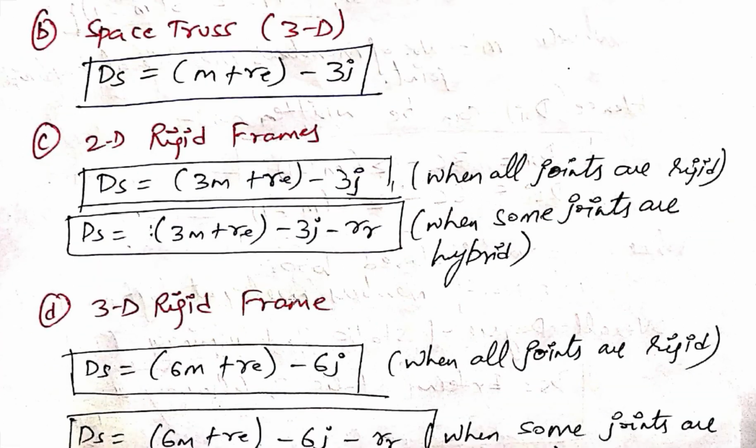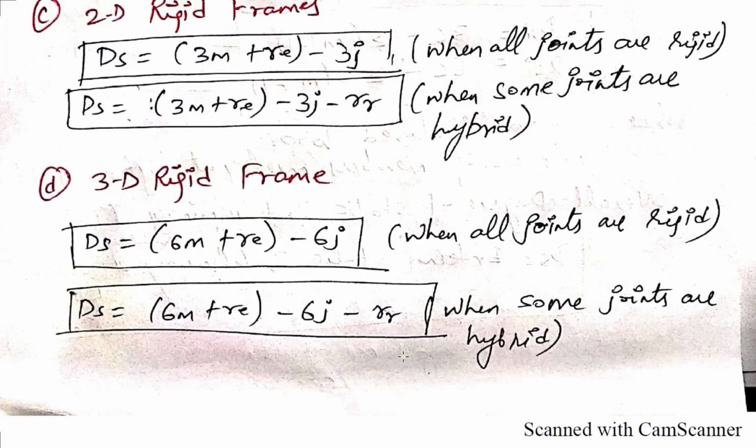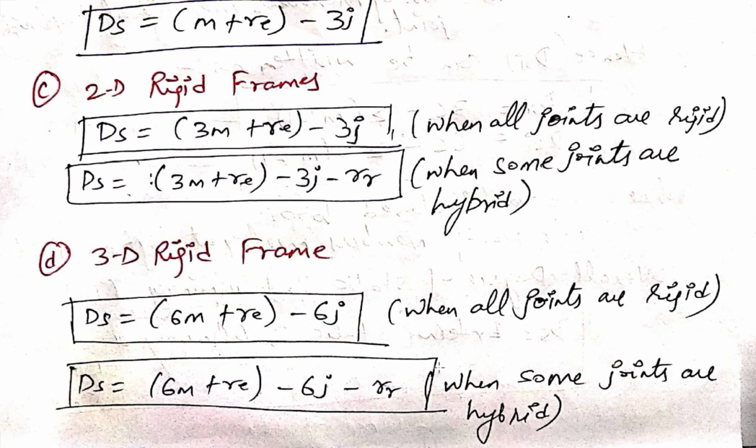For 3D rigid frames, the formula is 6M plus RE minus 6J when all the joints are rigid. If some joints are hybrid, then it is 6M plus RE minus 6J minus RR. Then the number of released reactions is also counted, and the static indeterminacy is reduced. These are the important formulas to calculate static indeterminacy for a pin-jointed space truss, that is a 3D truss, for 2D rigid frames, and for 3D rigid frames.